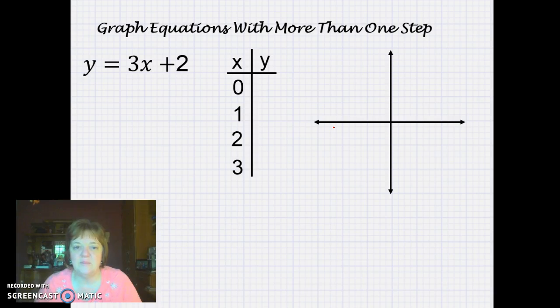Now, here's one with more than one step. What is that extra step? Well, we're multiplying a 3 times the x. That's it. It's really not hard. So plug in our 0 again. You see that? I like to choose the same things. I'm so boring sometimes. 3 times 0 is 0. Add a 2, we get a 2. 3 times 1 is 3. 3 plus 2 is 5. See how easy this is?